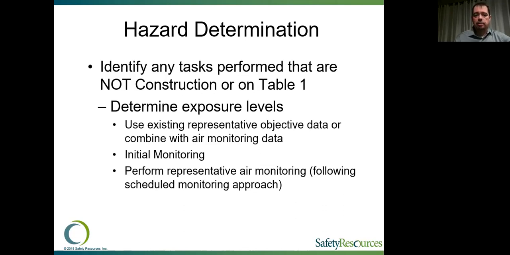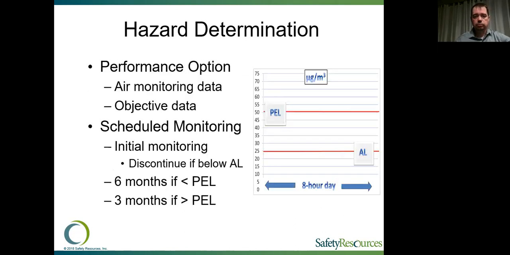We have to have some type of initial monitoring, again, representative air monitoring. And typically the representative air monitoring is also going to be followed by some type of scheduled approach. So again, here are our hazard determinations for our performance option. We can look at air monitoring data, existing objective data that can be applied, and then in cases where we would be required to have scheduled monitoring, we want to make sure that we're following that.